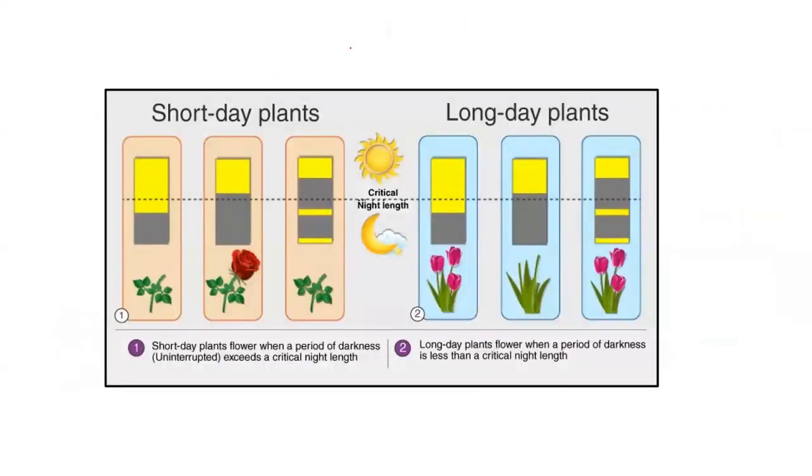And then we talk about photoperiodism, in which we talk about short day plants and long day plants. You know that short day plants flower when the period of darkness is uninterrupted and exceeds a critical day length. So you should be knowing what is critical day length, what are short day plants, and what are long day plants. Long day plants are those plants which flower when the period of dark is less than the critical day length. You should be knowing the examples also. Just have a look at this diagram, which explains beautifully the concept of photoperiodism.